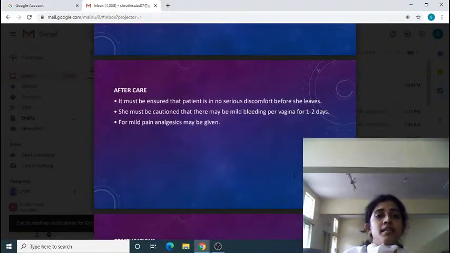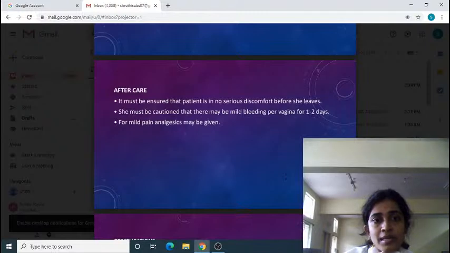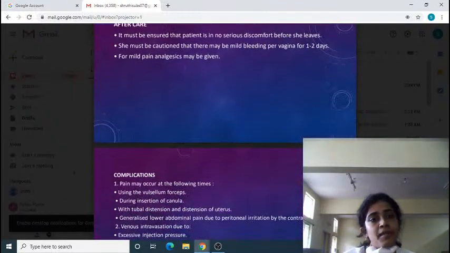Now, what is the aftercare that must be given to the patient? It must be ensured that the patient is in no discomfort before she leaves after the procedure, and she must be cautioned that there might be mild bleeding per vaginum for 1 to 2 days following the procedure, and for this mild pain, any analgesics may be given to the patient.